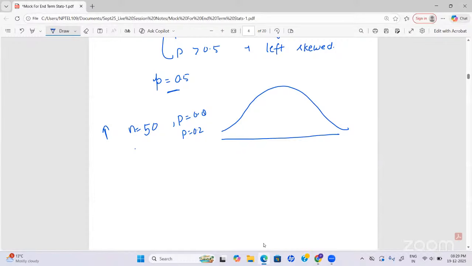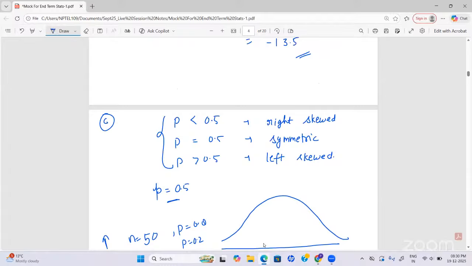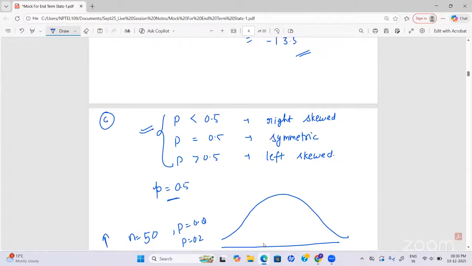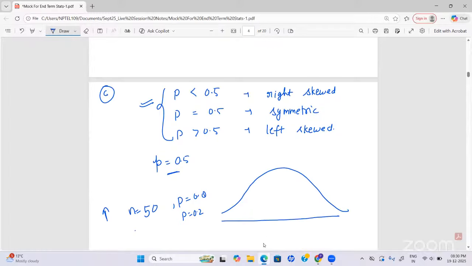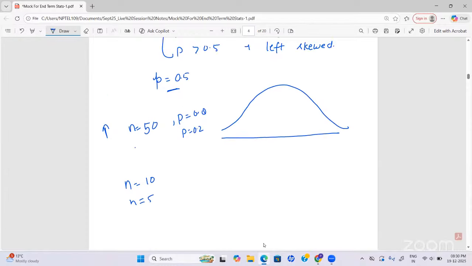Okay, and if you have a small number of n, suppose n equals 5, then it depends on the value of p. In that case, you have to consider these three conditions. If you have a larger value of n, then it will be symmetric. So here your answer is p equals 0.5, as we have a small value of n.